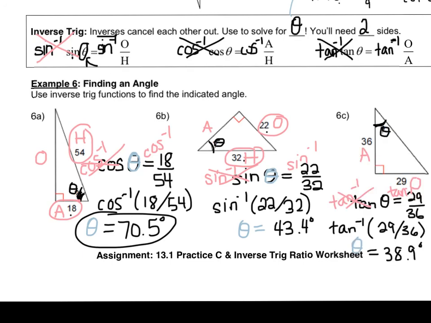For 6C, you should have come out with about 38.9 degrees, and we used tangent for that one.